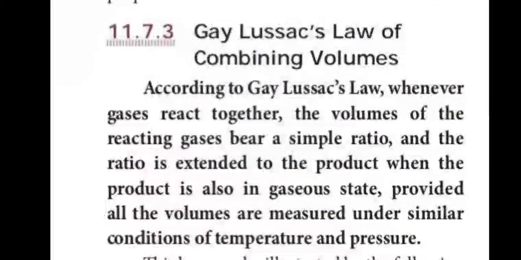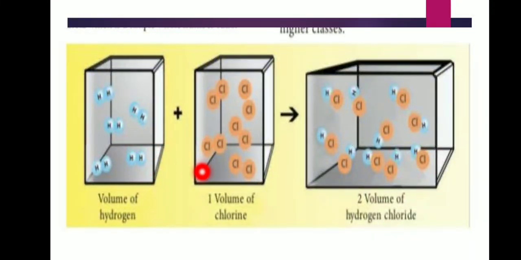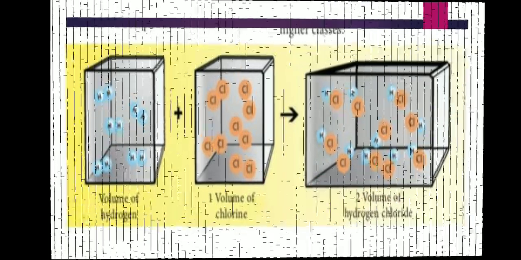Gay-Lussac's law of combining volumes. According to Gay-Lussac's law, whenever gases react together, the volumes of the reacting gases bear a simple ratio, and the ratio is extended to the product when the product is also in gaseous state, provided all the volumes are measured under similar conditions of temperature and pressure. Look, 1 volume of hydrogen and 1 volume of chlorine form 2 volumes of hydrogen chloride.